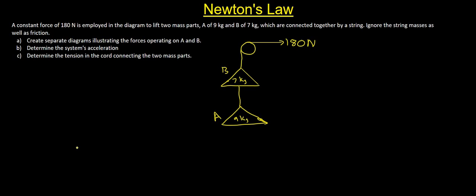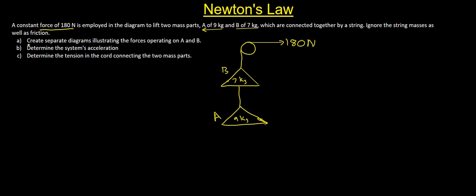Today we continue with our grade 11 physical sciences, looking at Newton's law. Today's question states the following. A constant force of 180 Newton is employed in the diagram to lift two mass parts, A of 9 kg, B of 7 kg, which are connected together by a string. Ignore the string masses as well as friction.